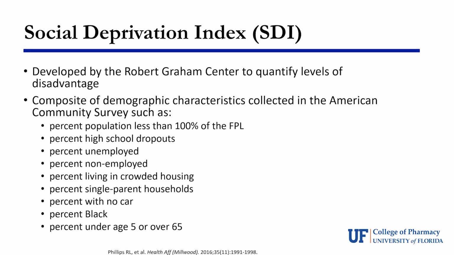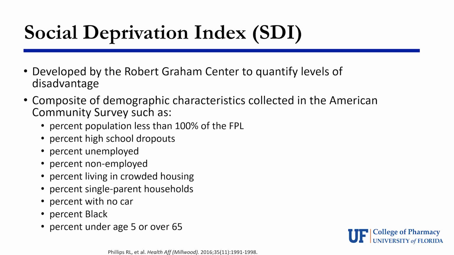So the first one we're using, I'm sure you've probably heard of this one. It's been around for a while, very commonly used, the Social Deprivation Index, or SDI. This was developed by the Robert Graham Center to quantify levels of disadvantage. They use data from the American Community Survey, which is a part of the US Census, to collect these specific characteristics and then build that into a score. They assign a score to each area, and then you can use those scores. These are, I think, the primary factors that they used, and a lot of them make sense. So, percent of population less than 100% of the federal poverty line.